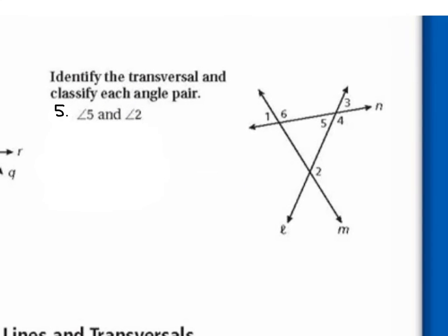So let's look at number 5. Identify the transversal and classify each angle pair. So we have angle 5 and angle 2. What's our transversal? L. So our transversal is L. So this line is our transversal. What would these two angles be? Alternate interior, because they're both on the inside of the other two lines.